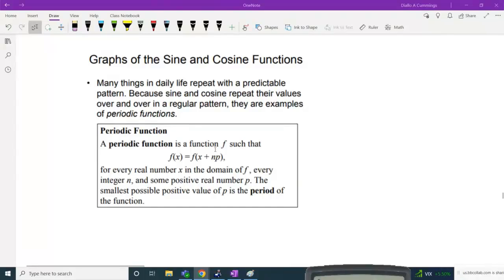A periodic function is a function f such that f of x is equal to f of x plus n times p. We're going to talk about this specifically when we talk about the trig functions. This holds for every real number x in the domain of f, every integer n, and some positive real number p. The smallest possible positive value of p is called the period of the function. All right, so we're going to talk about what the period is.